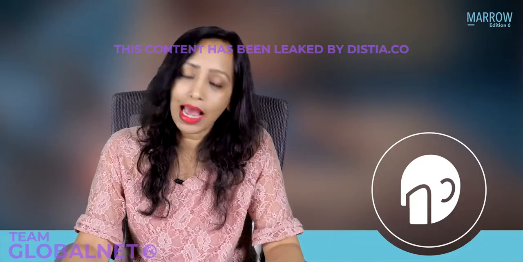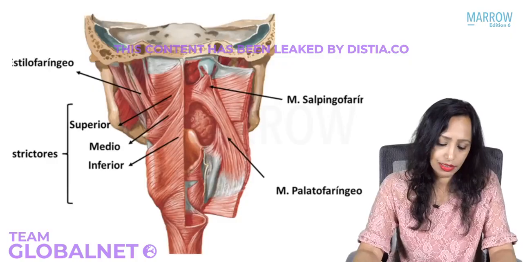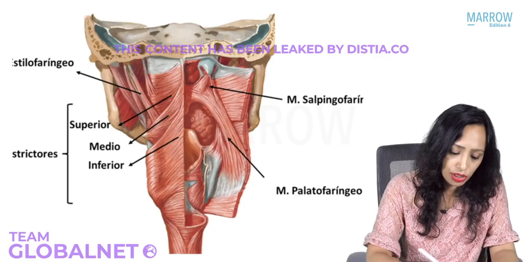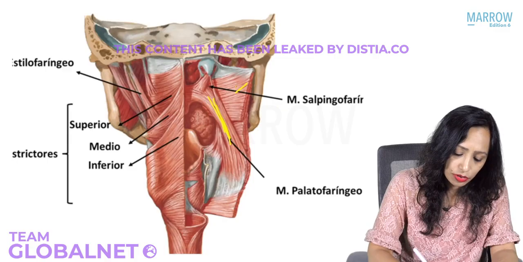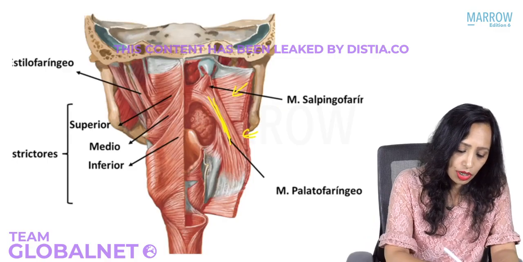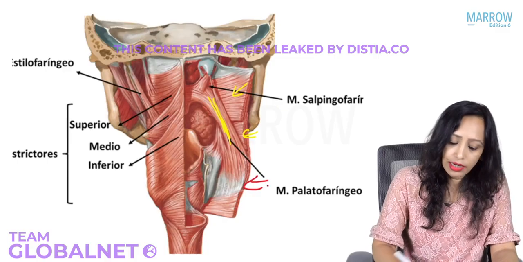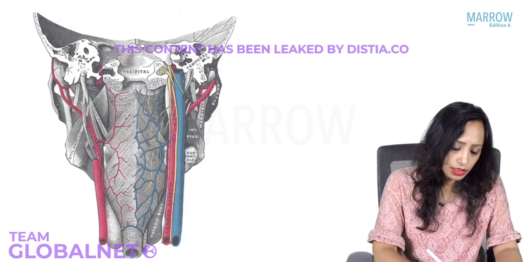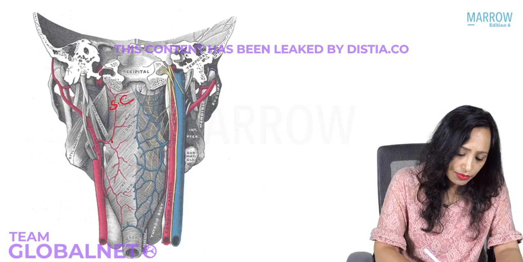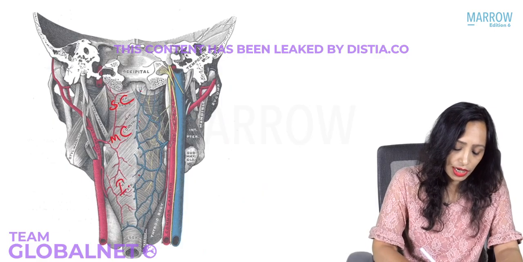So now let us have a look at the constrictor muscles. So yes, this is the longitudinal muscle layer. This is the longitudinal muscle layer, and behind that, can you see this? Yes, these are the circular muscles, and these are in three layers. There are three circular muscles: the superior constrictor, then we have the middle constrictor, and then we have the inferior constrictor.